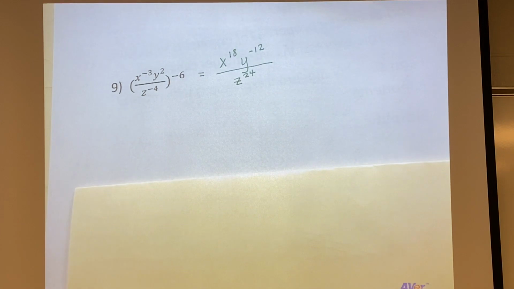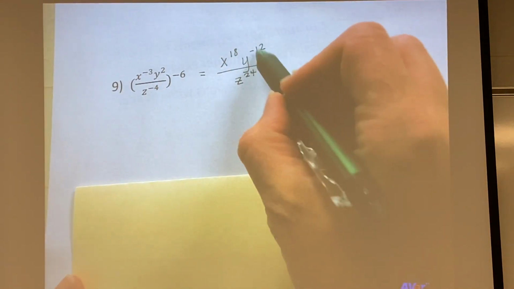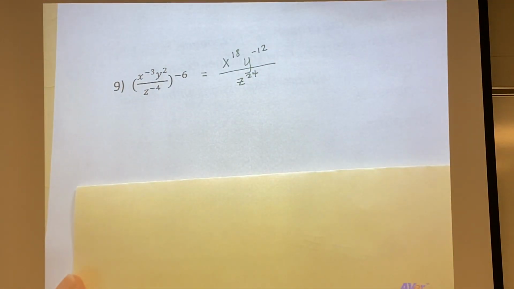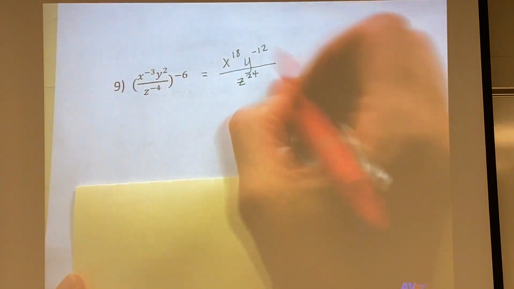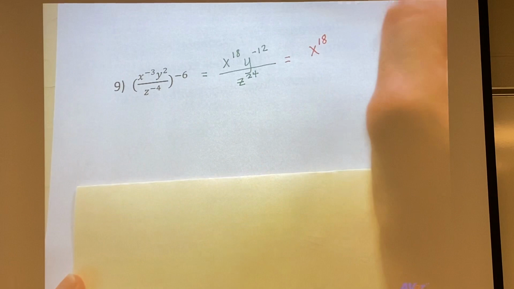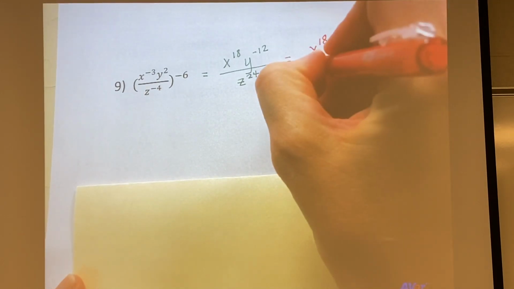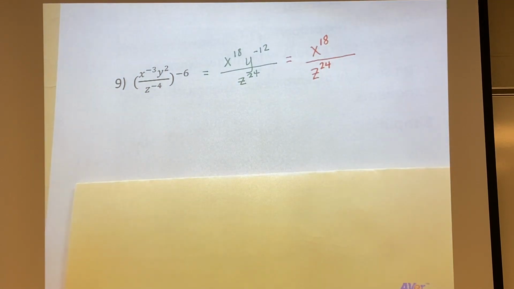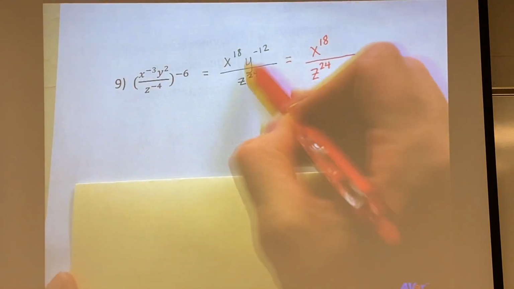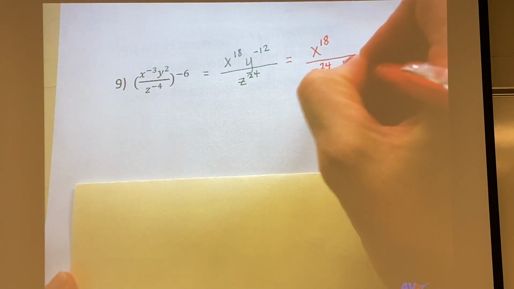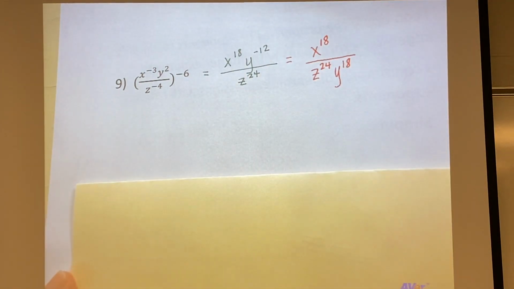Now, most of that is simplified, except if you remember, we can't have negative exponents in our final answer. So we have to fix this -12, which we've talked about in the past. In order to fix it, you have to move it. So x to the 18th gets to stay where it is. Z to the 24th gets to stay where it is. So if it's positive, it stays put. We don't move those. But negative was on top as a negative. Now we move it to the bottom and it's positive.